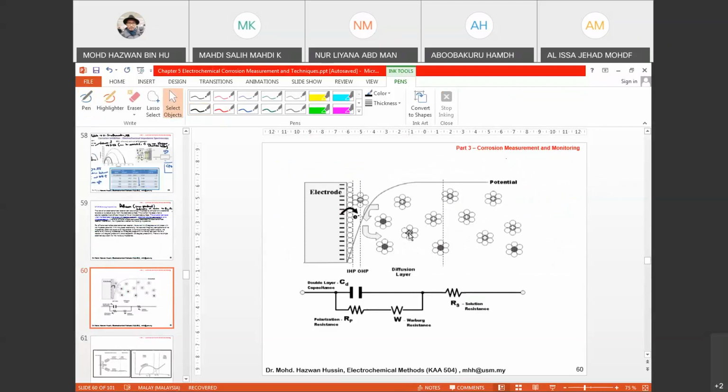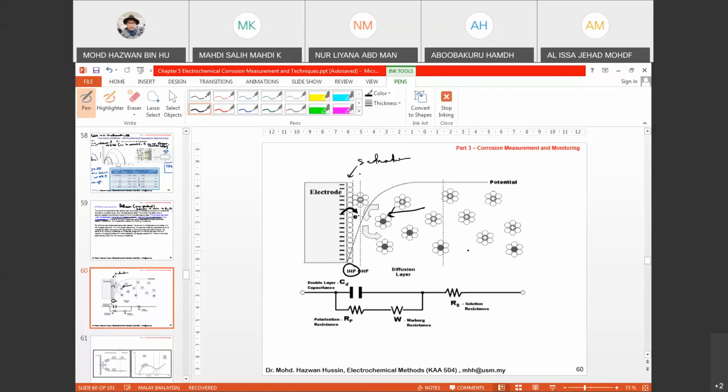So the explanation for the Warburg impedance is like this. You have saturation that occurs in the inner Helmholtz plane region. This is IHP. And then this will create a diffusion. The surface now is being covered with negatively charged anions. And then the counter ions, positive ions, will be pushed to go near to the surface. Then this actually creates a so-called diffusion.